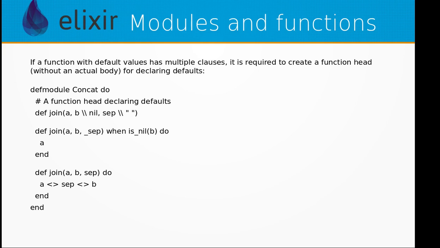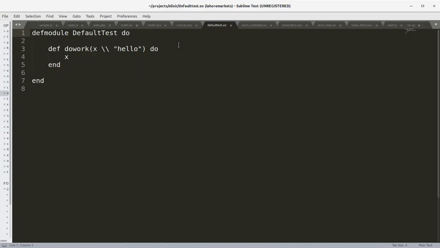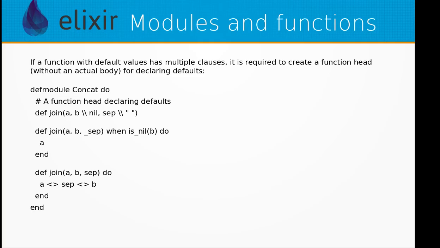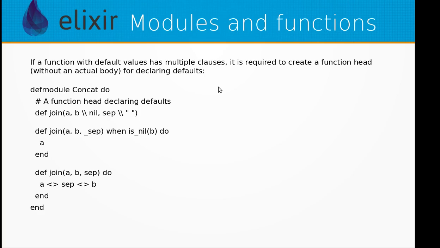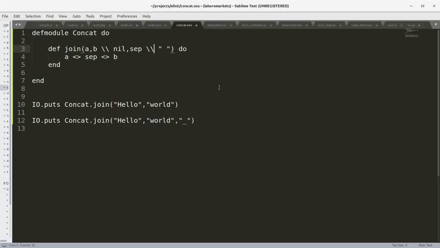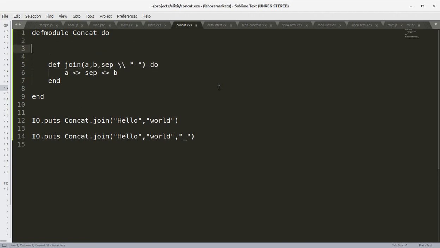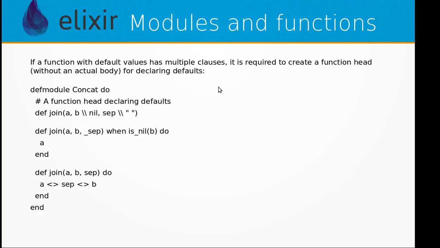So let's get back to our concat module, and in that module we defined our join function, and here we can say b default nil, and we have the separator. So basically we are creating a function head. A function head, you can say it is kind of a constructor for the module.